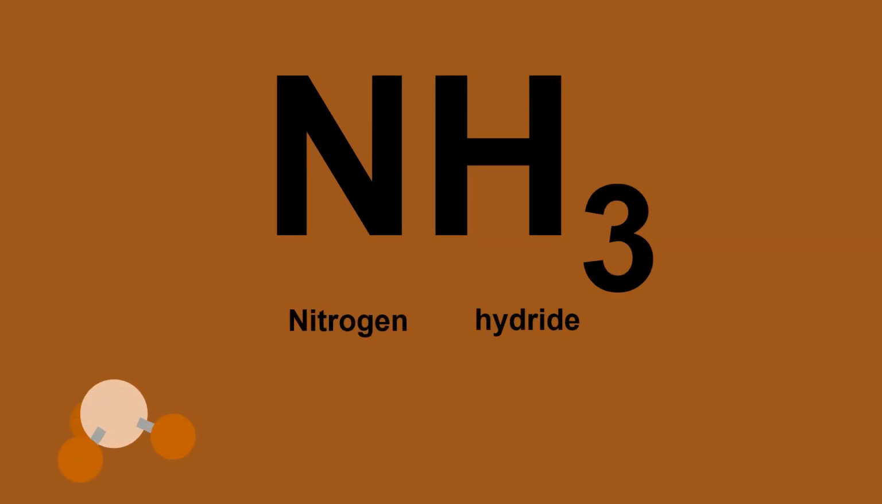In our compound, there is one nitrogen, so we would put the prefix mono on the nitrogen. But for naming purposes, if there is only one atom of the first element, just leave off the mono prefix. Since there are 3 hydrogens, we use the prefix tri, therefore making our compound name nitrogen trihydride.